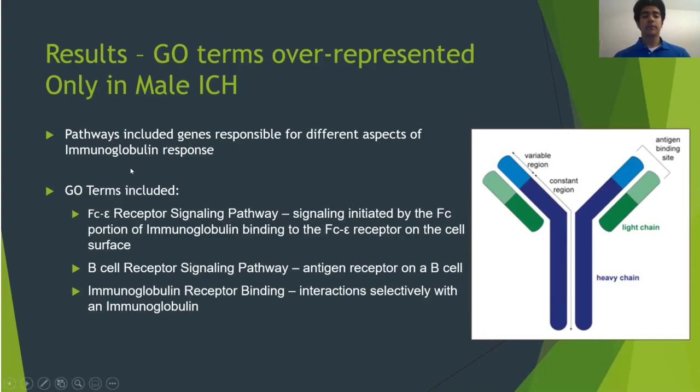First, onto some background on what immunoglobulin responses are. Immunoglobulins are typically antibodies, and these antibodies have a heavy chain and a light chain. And we'll see that in the male gene ontology terms, these regions of the antibody are highly regulated.